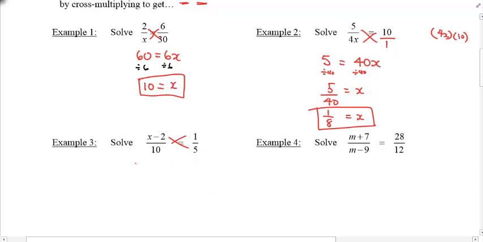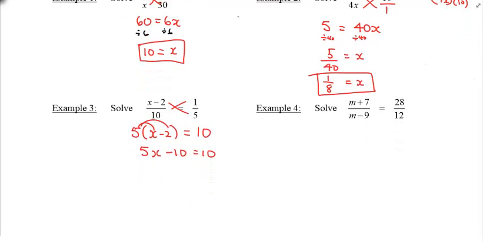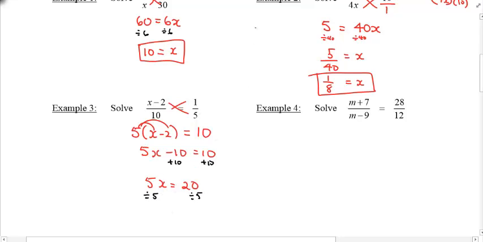So we'll cross multiply. That 5 gets multiplied by the entire numerator of x minus 2. 10 times 1, that's just 10. Now we'll just distribute just like before. So 5x minus 10 equals 10. I want to isolate the variable, so I'll add 10 to both sides. 5x equals 20. I'm going to have x by itself, so instead of having 5 x's, I want to divide by 5 to get 1x. 20 divided by 5 is just 4.